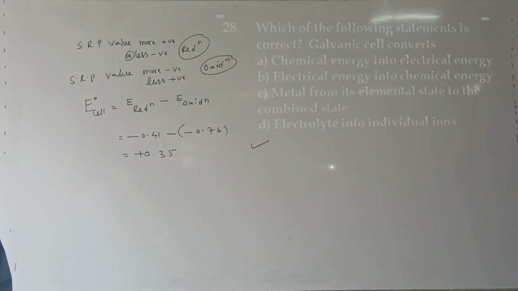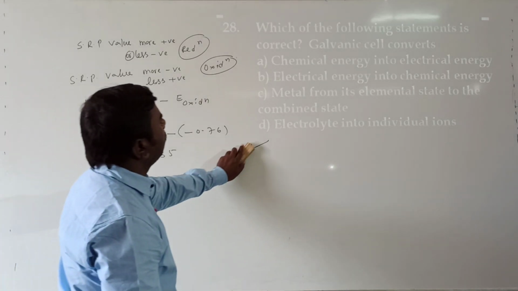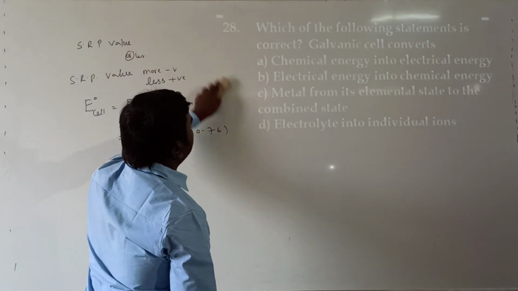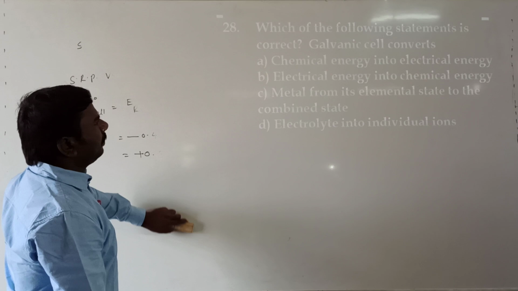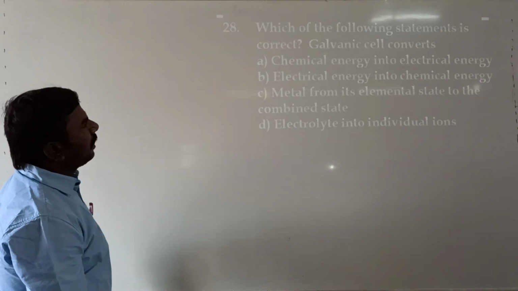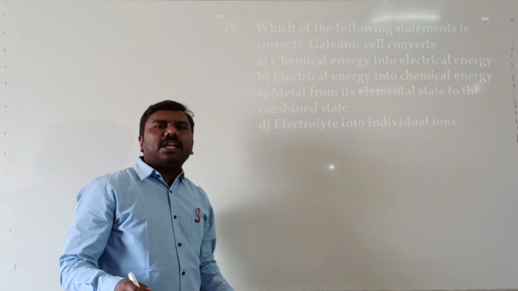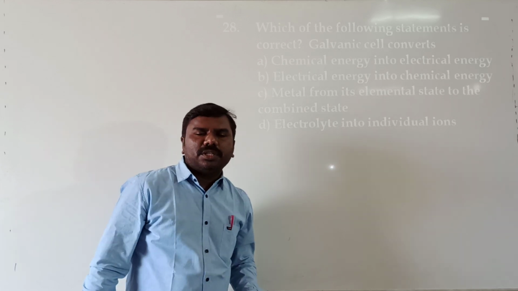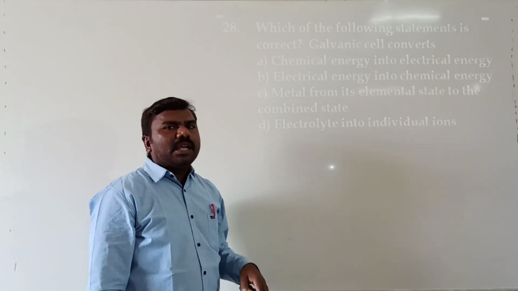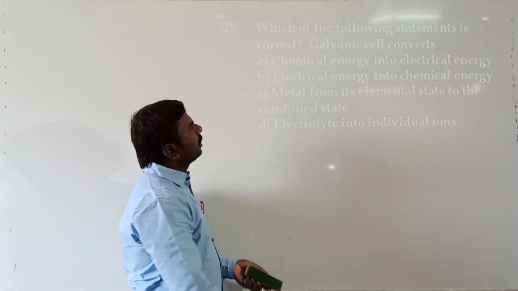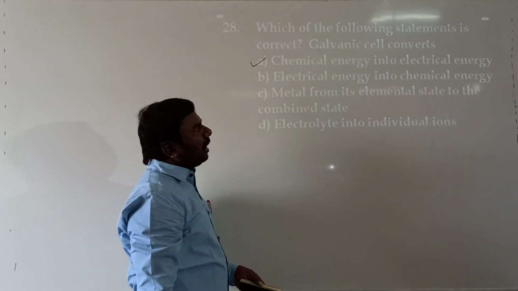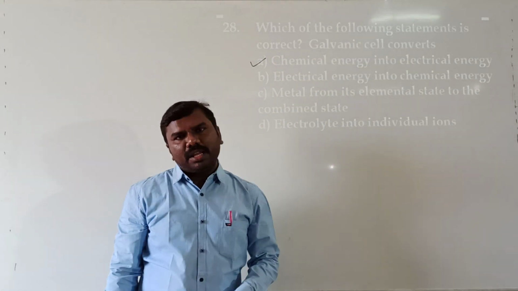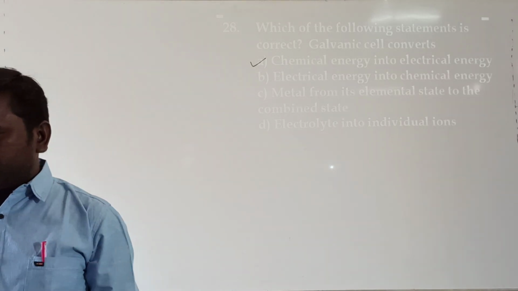Which of the following statements is correct for the galvanic cell? A galvanic cell converts chemical energy into electrical energy. An electrolytic cell converts electrical energy into chemical energy. The answer will be chemical energy into electrical energy. Next.